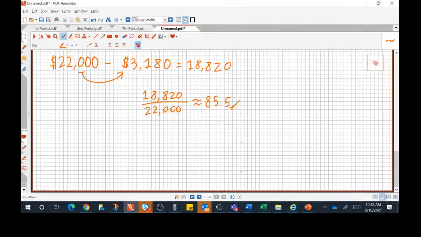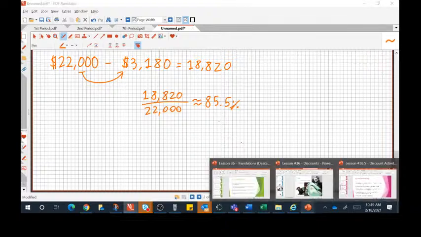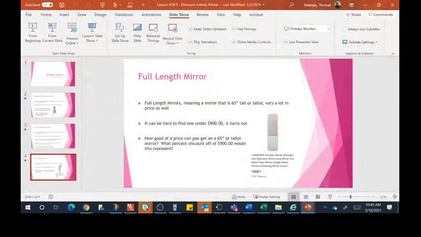85.5%. Now, here's what I want. When I say teach, you're going to say, okay, we got time for one more. I want you to find the best price you can and then tell me what discount you're getting on this.